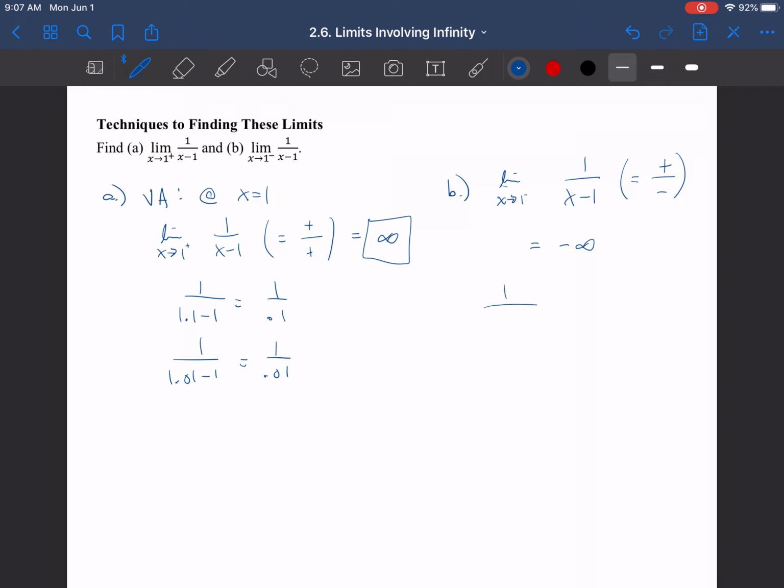You could do the same sort of thing. Look at 1 over 0.9 minus 1, and 1 over 0.99 minus 1, and so on and so forth. See what those values do, and you'll see that the denominator gets smaller and smaller, but it also gets smaller and smaller in the negative direction. So we're just looking at the sign of the top and the sign of the bottom to decide if it goes to positive or negative infinity.